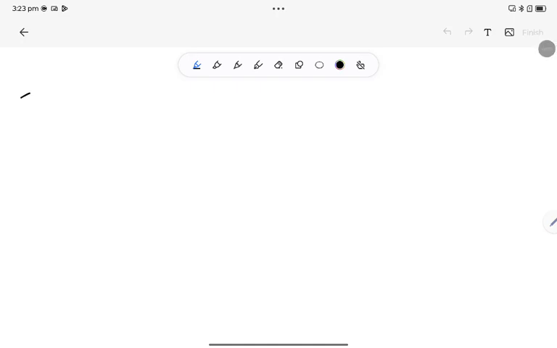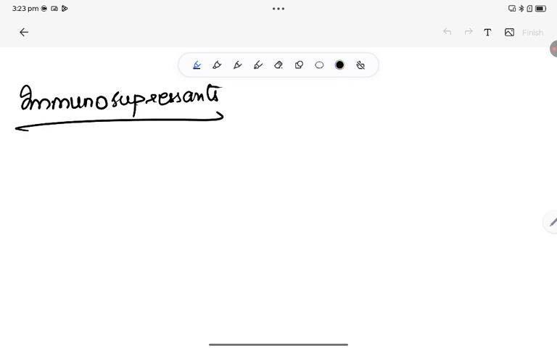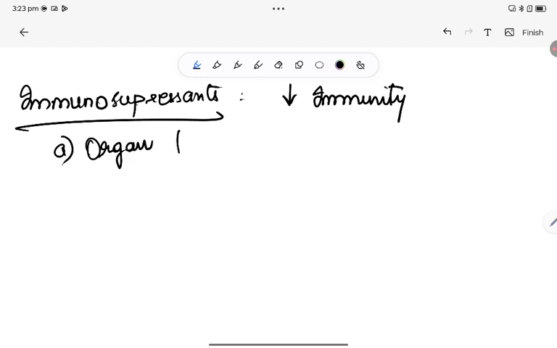Hello everyone. Today we are going to talk about immunosuppressants. Immunosuppressants are the drugs which reduce our immunity. In whom do you need to reduce immunity? Either in a patient who has undergone organ transplant or in a patient who is suffering from a lot of autoimmune disorders.